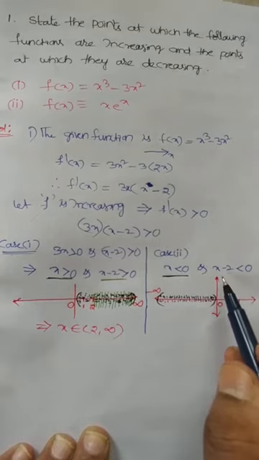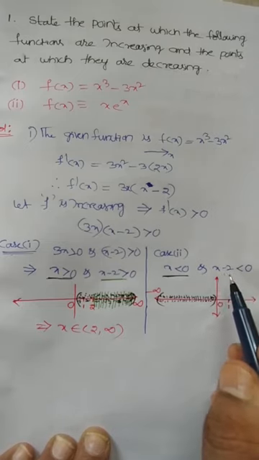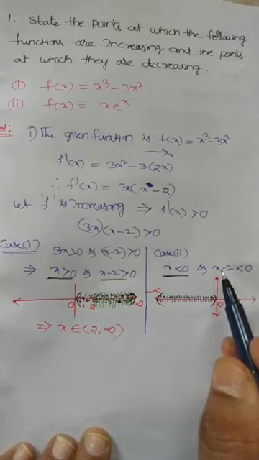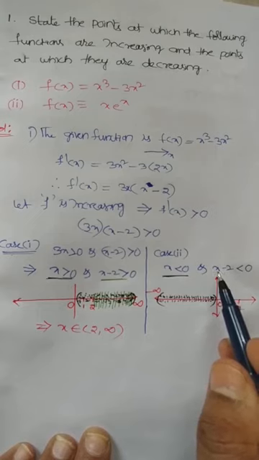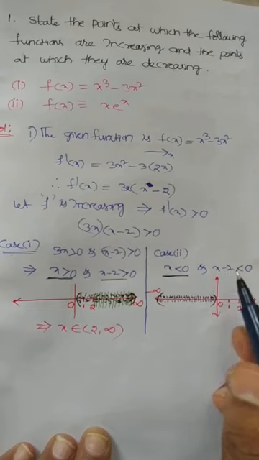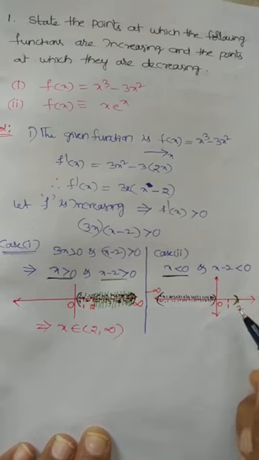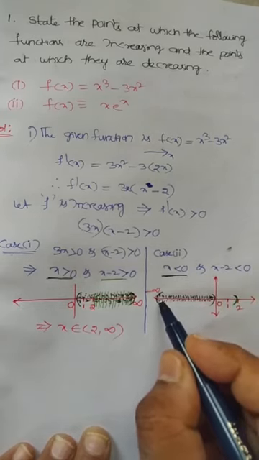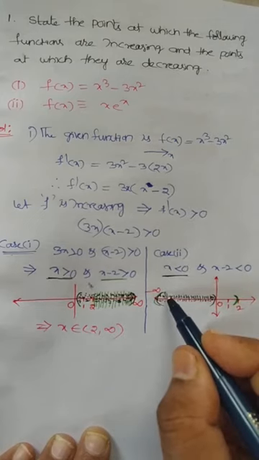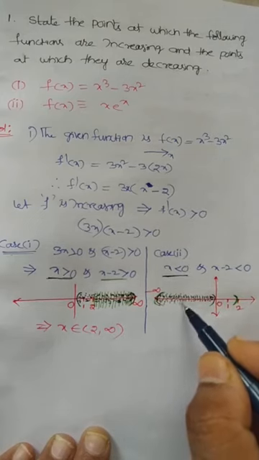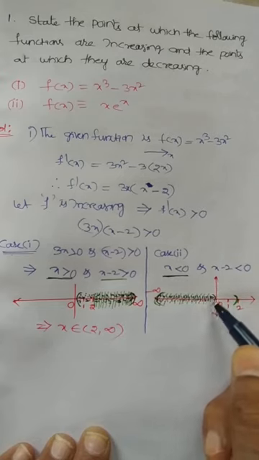Now the second case. What is the second relation we have? x minus 2 is less than 0. So x minus 2 must be less than 0. When would it be less than 0? Whenever x is lesser than 2, so that it would be negative. Lesser than 2 means before 2, so where do we have to pick it? From minus infinity. So these are all the real values that satisfy the second relation.